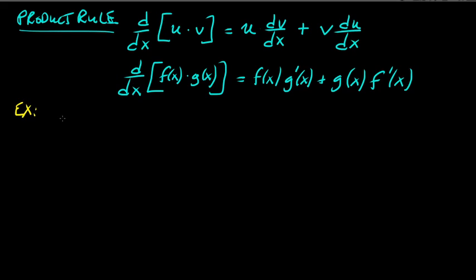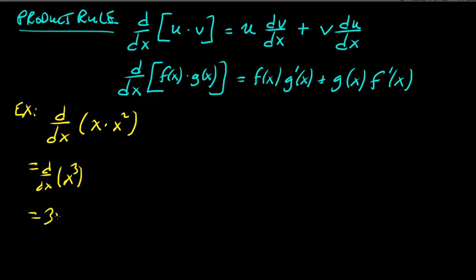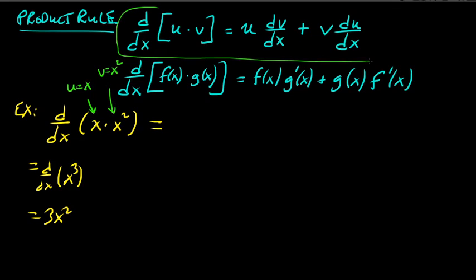Okay. Let's do an example. Let's do the one we just did. Let's do the derivative of x times x squared. Now, of course, we know the answer. We got it by taking the derivative of x cubed, which was 3x squared. But now let's do it the awkward way of using the product rule. So we can think of x as my u, and then my x squared as my v. So I'm going to default to this one here. Or you can think of x as f of x, and then x squared as g of x. But either way.